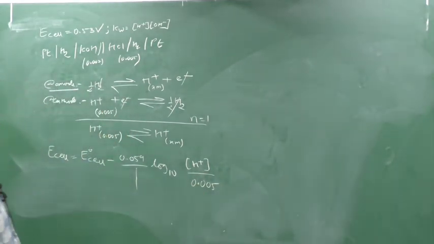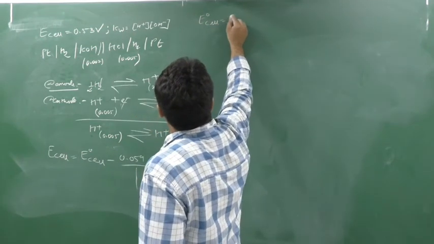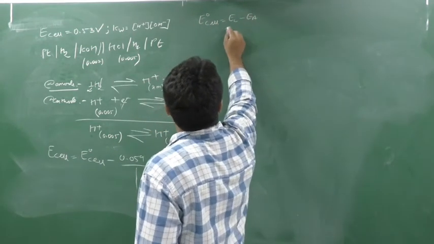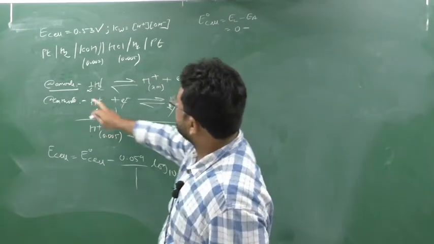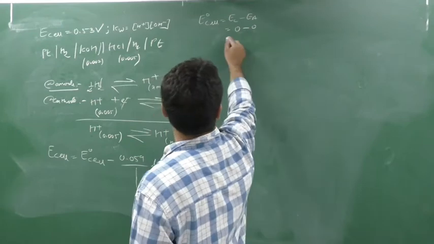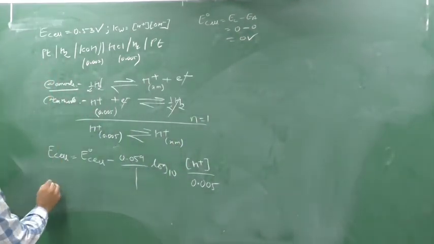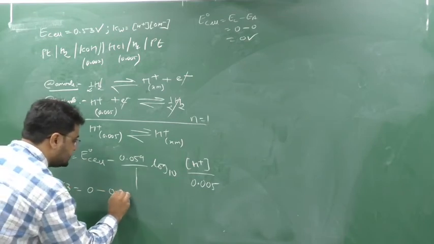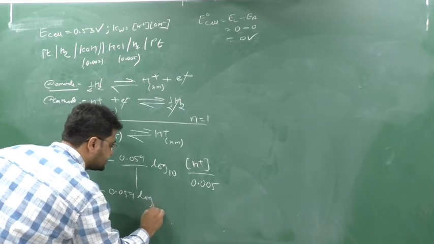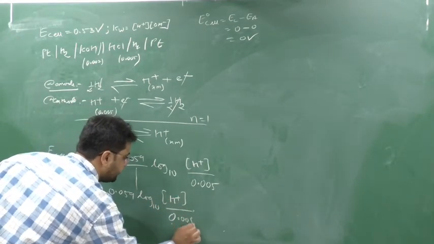E naught cell I have to calculate. First we calculate E naught cell. So E naught cell equals E cathode minus E anode. The cathode is a hydrogen electrode, 0, and the anode is a hydrogen electrode, 0 volt. Clear? E cell is how much? 0.53. So 0.53 equals 0 minus 0.059 log to the base 10 of the concentration of H plus upon 0.005.